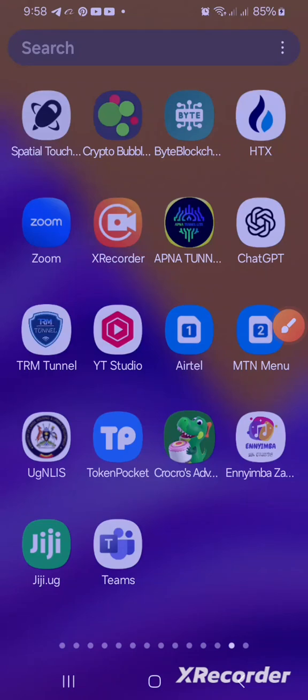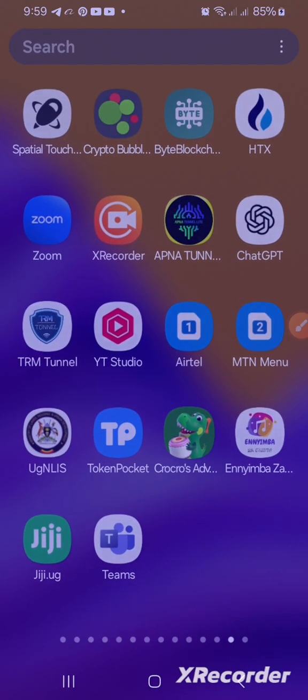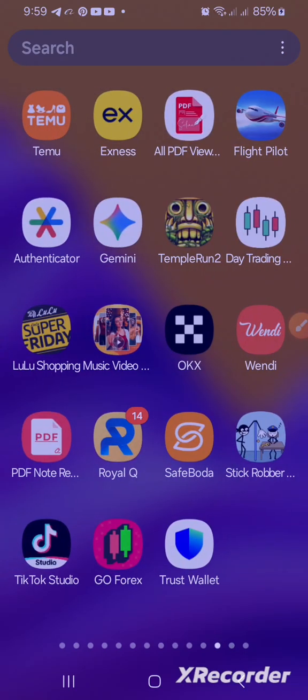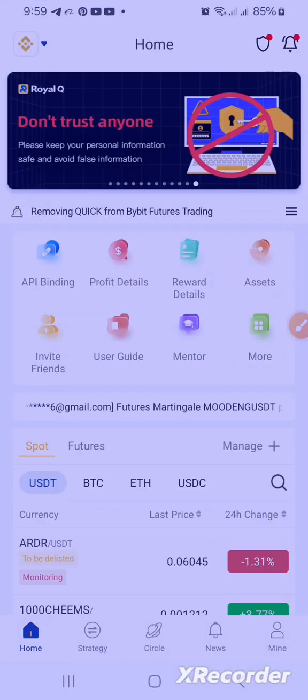I want to show you how you can enter a trade in RareQ without waiting for a signal. Did you know that you can trade without waiting for a signal by yourself? Here I'm going to show you how we can do that. So look for our RareQ robot. It's here. I'm going to open it. There it's open.